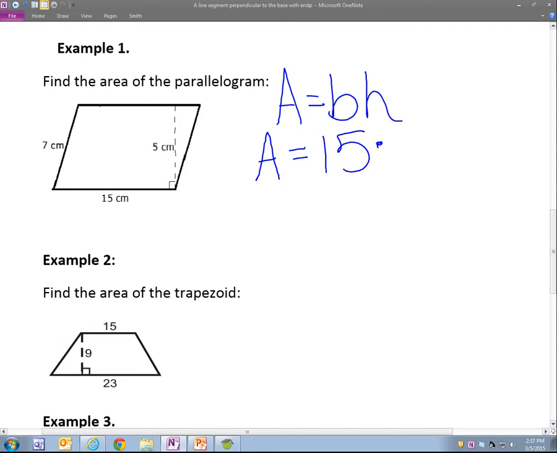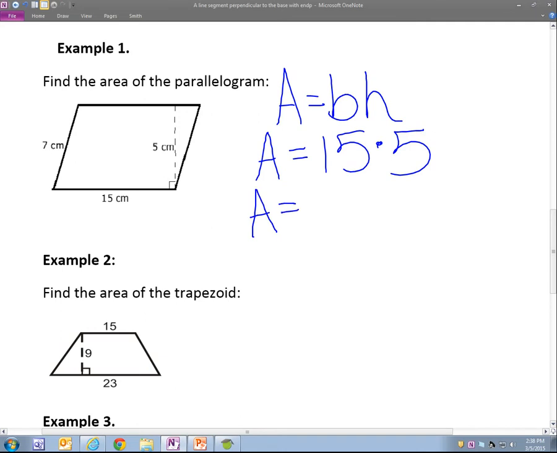So we're going to do 15. What is the height here? Is the height 7? Because I see a 7 there. It's going to be 5 centimeters, because this is the altitude, the amount that it goes straight up. Okay, altitude is 5. Now, I don't need to put my units in this one, just as long as I remember to put the units in at the end. So 15 times 5 is pretty easy.